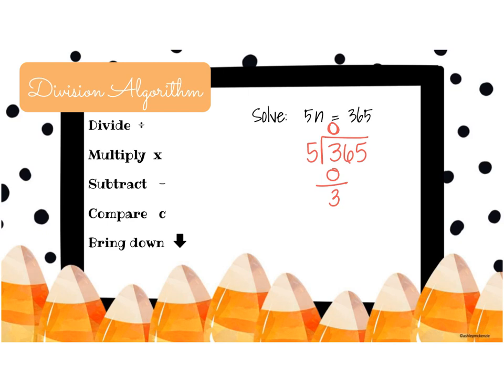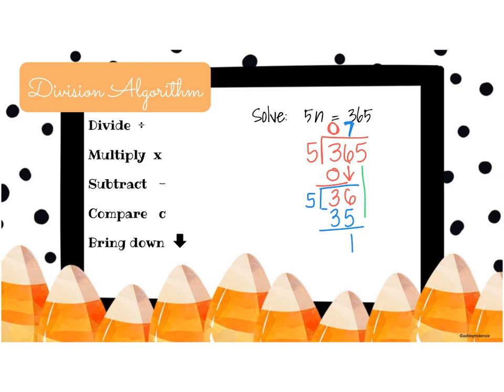Okay, now what? Well, don't forget, bring down. That 3 turns into 36. Now you're looking at the problem 5 into 36. How many times can 5 divide into 36? 7 times. What is 5 times 7? 35. Now I'm at the subtraction part.